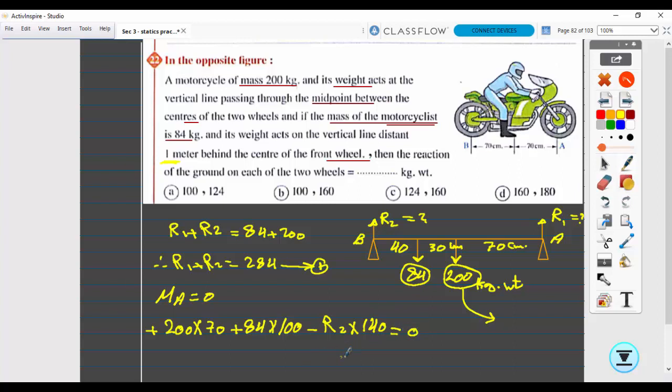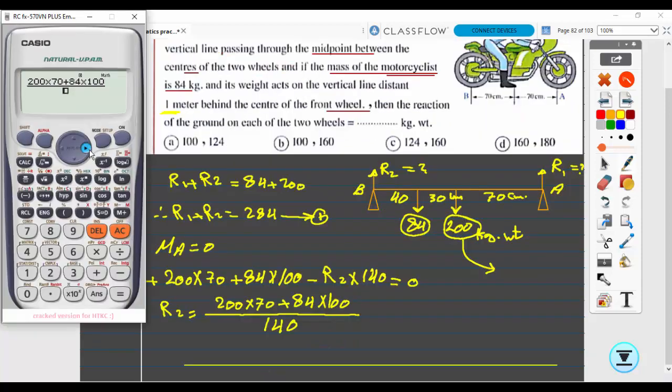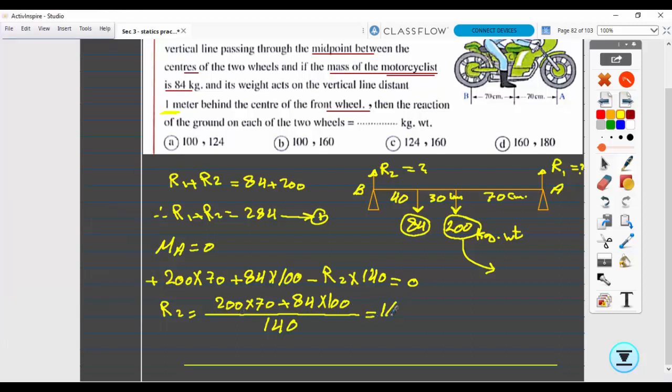And by solving this equation, what do we get? All over 140 and the result equals 160 kilogram weight. Okay, since R1 plus R2 equals 284, R1 equals 284 minus R2, and R2 equals 160, so we write 160.